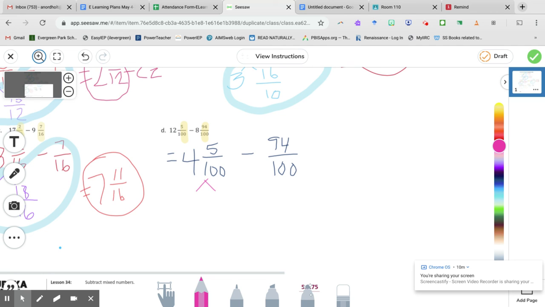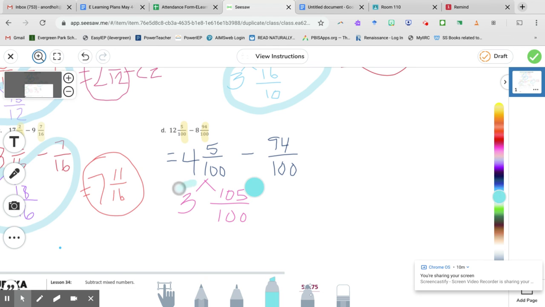So we take 1 away from 4 and we get 3. And that 1 I took away, I want to rename as a fraction. My fractions are in hundredths, so I know it needs to be 100 100ths. But then I add on that 5 and I'm left with 105 100ths.